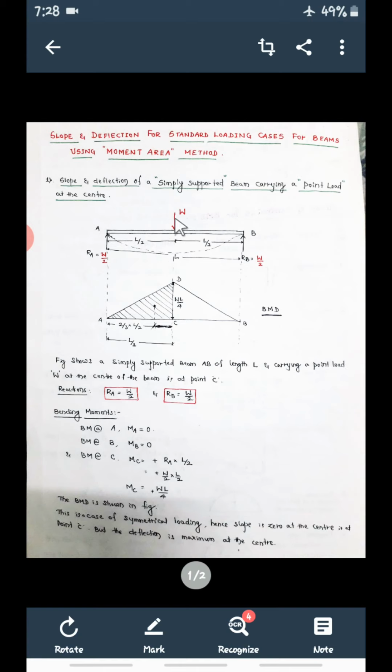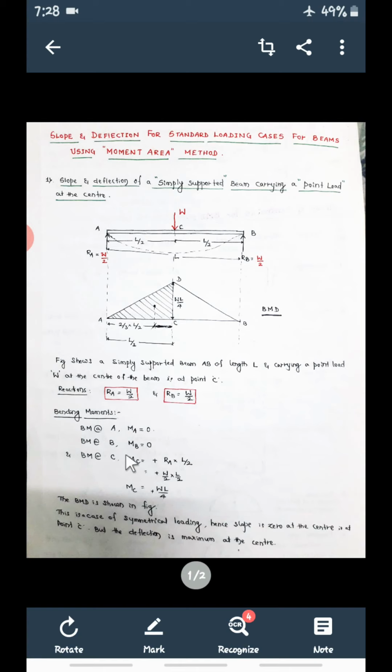Again, if you consider this load, what is the bending moment due to this load? W into 0. Since it is passing through C only, the bending moment due to this W is 0. So it is only plus RA into L by 2.